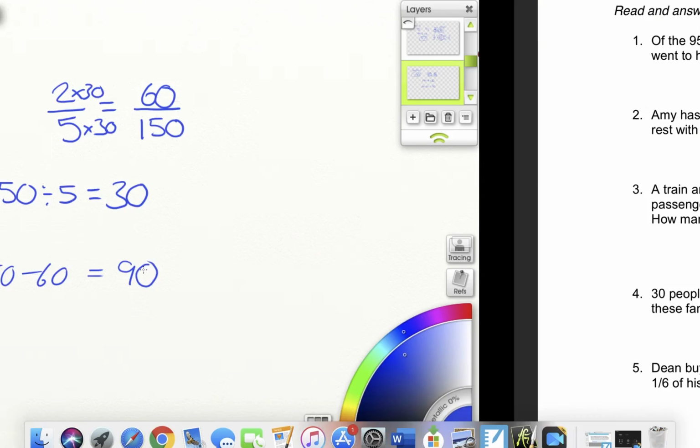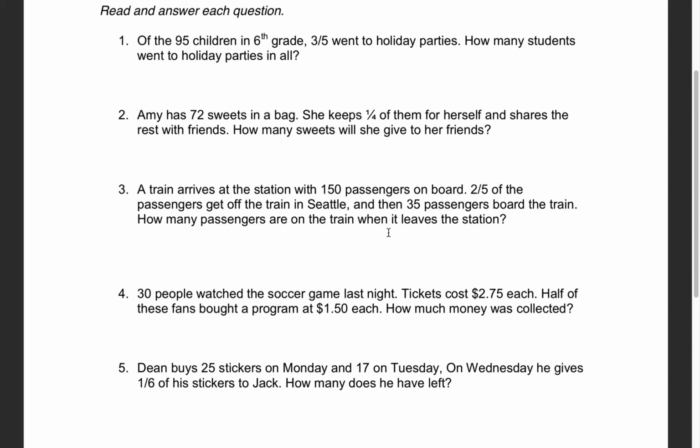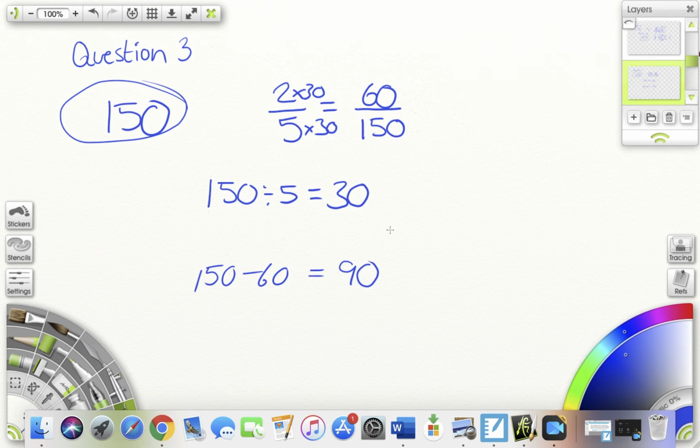And then the last part of this question is 35 passengers board the train. How many passengers are on the train when it leaves the station? So I have 90 passengers who are still on the train plus 35 that get on. So this is a simple addition. I just take the 90 plus the 35 passengers that got on, and now I have 125 passengers on the train.